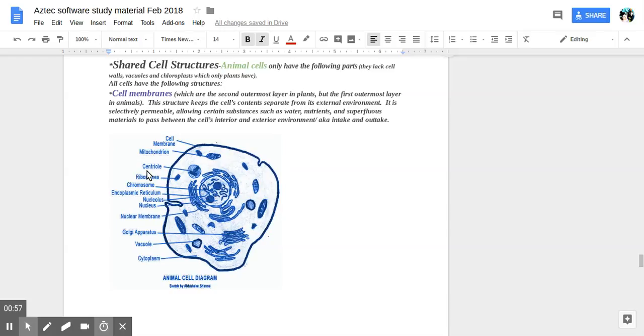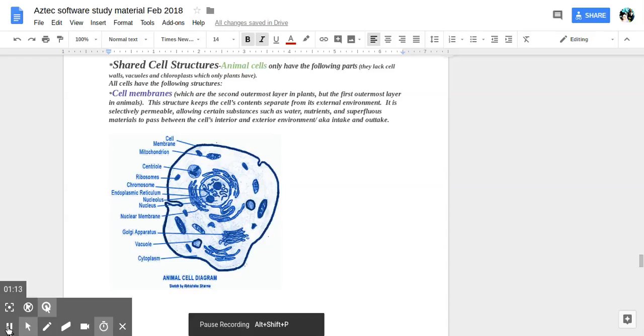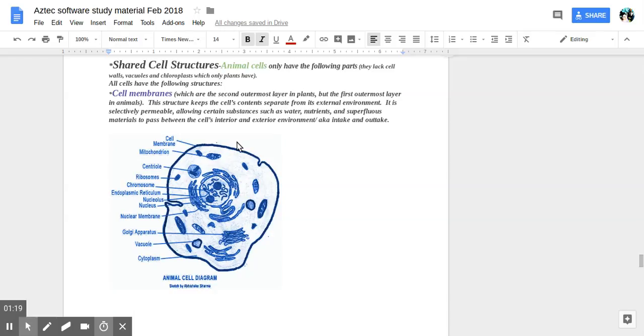We've learned already a bit about what the cell membrane is, and about the cytoskeleton in previous videos. Animal cells only have the following parts. They lack cell wall, vacuole, and chloroplast. Only plants have those. Cell membranes, again, are the second outermost layer in plants, but they're the first outermost layer in animals. The structure keeps the cell's content separate from its external environment.